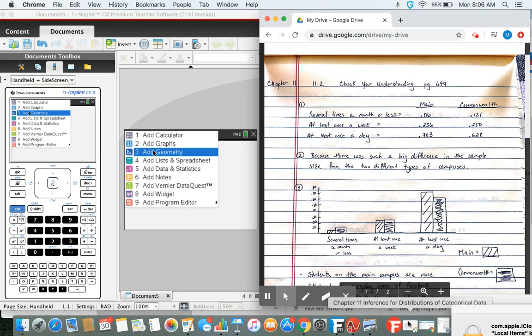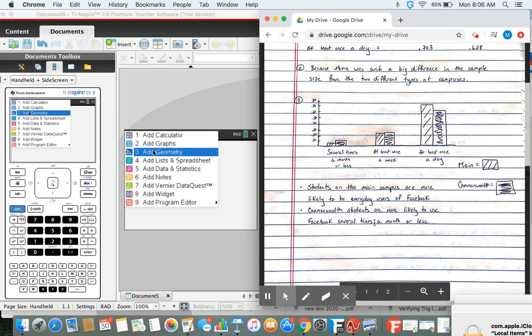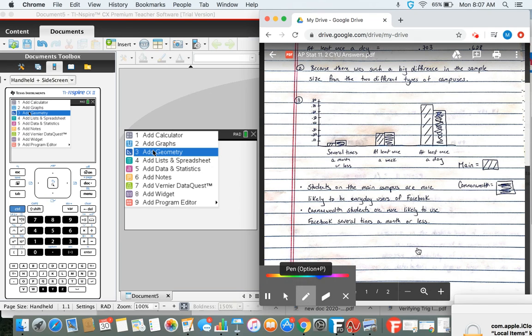As you'll see here, I made a bar graph so we can make some comparisons, and I just wrote a few sentences like they asked. Students on the main campus, which I made this one right here, were more likely to go on every day. They're more everyday users of Facebook, as you notice the difference between the two here. And then I said the Commonwealth students, their largest difference was pretty much right here, that they were more likely to use it several times a month or less. Okay, so just some general statements based on the conditional distributions.